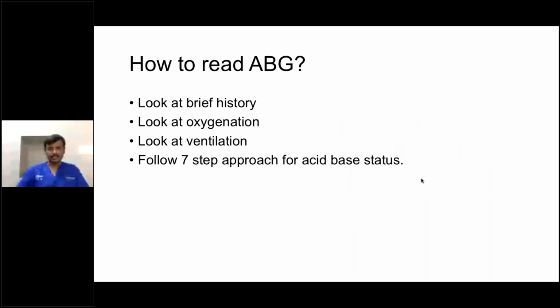So how to read ABG? We'll just go directly to how to read ABG. Always look at the brief history. The history is very important. If the ABG in your hand is not correlating with the patient's history, then you have to repeat the ABG. First look at the oxygenation before going for the acid-base status. Look at the ventilation, and then come to this conventional 7-step approach.